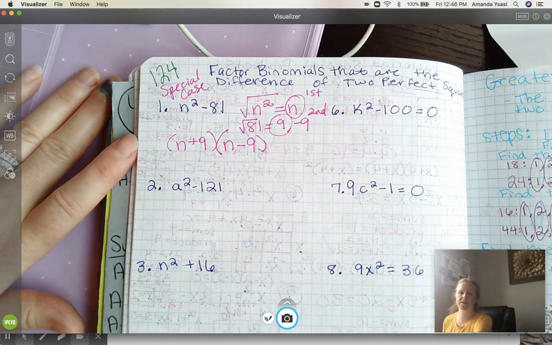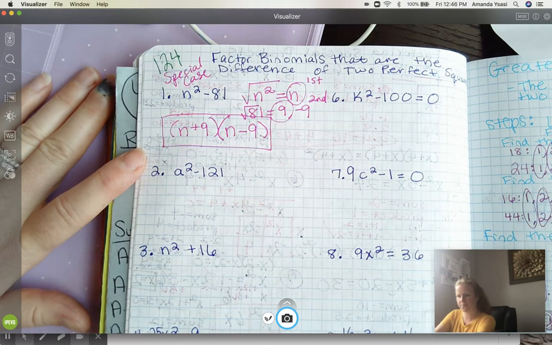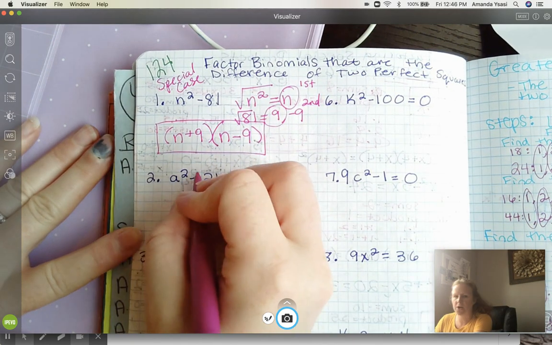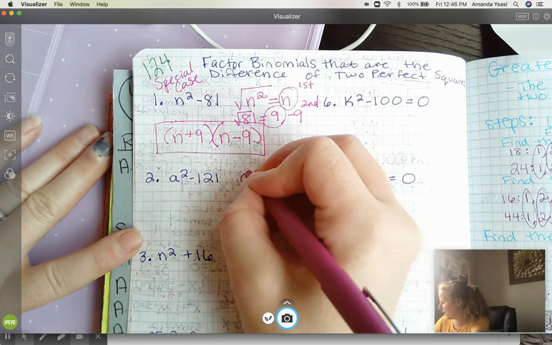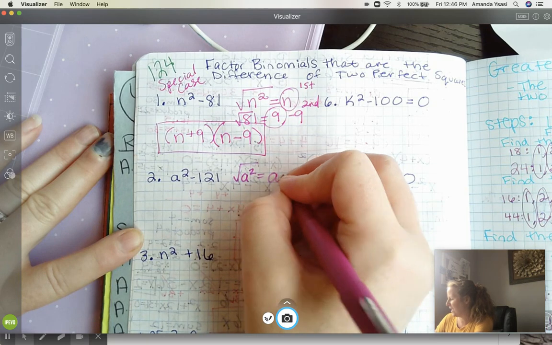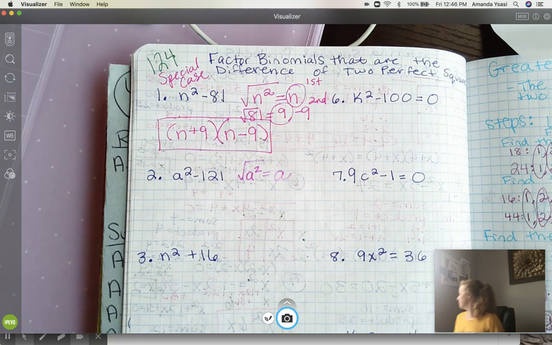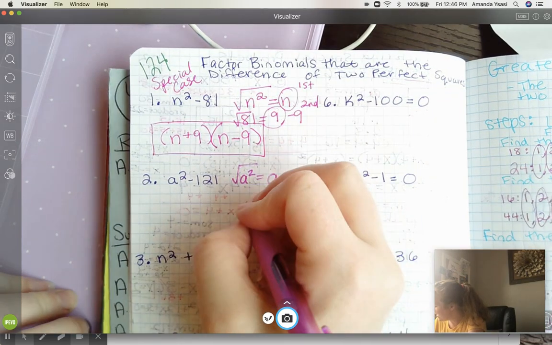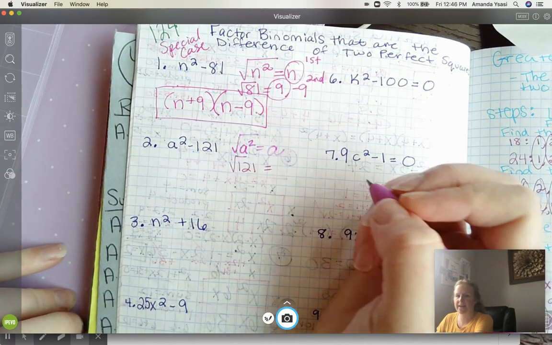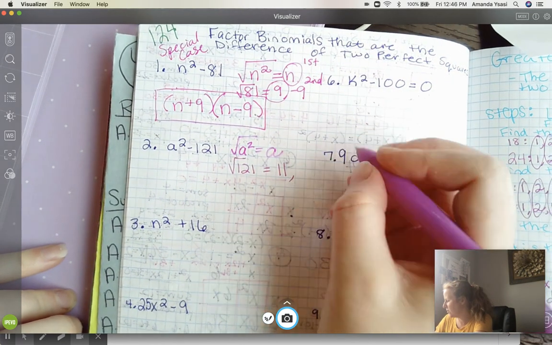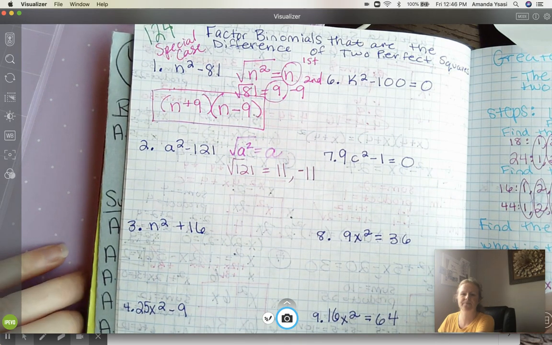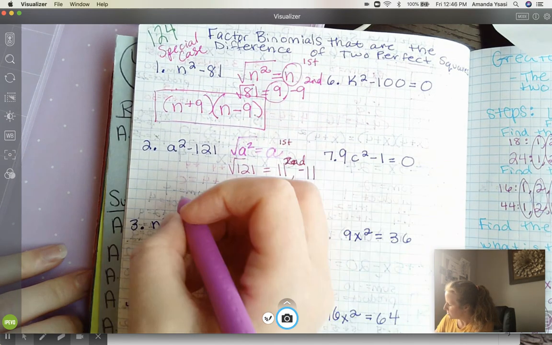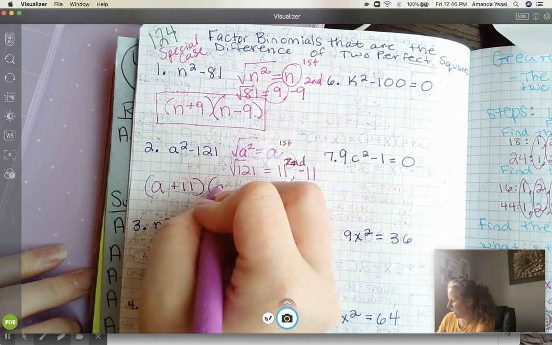Okay, so let's look at the next one. So this is what the answer is. All right, let's see if I can find a different color. I have a squared minus 121. So I don't have that middle term, so I know it might be a special case. If I take the square root of a squared, that's a. That pen is no good. I'm going to throw it away. Let's find a different one. And then I take the square root of 121, and I get 11 times 11, and also negative 11 times negative 11. So that means that this is my first term. These will be my second terms. So this will be a plus 11, a minus 11.